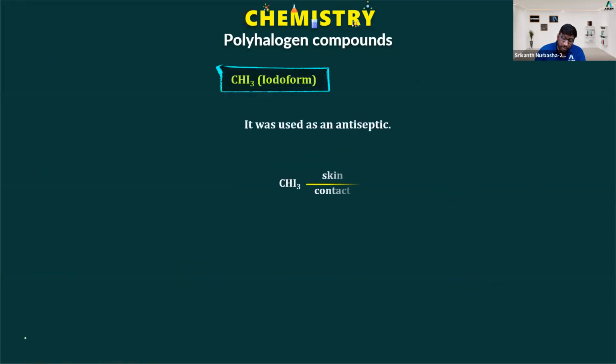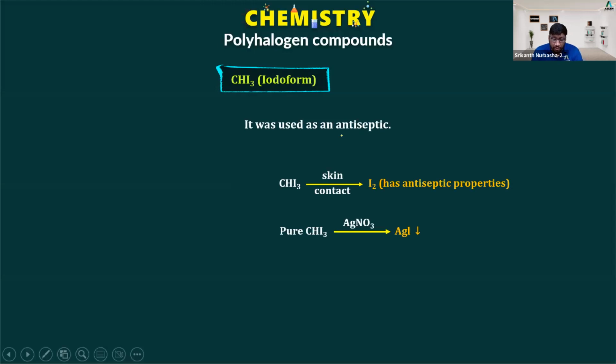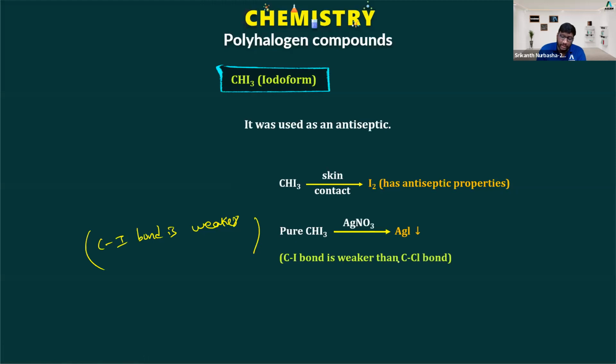Iodoform. Iodoform is also used as an antiseptic. Whenever iodoform comes in contact with the skin, it forms I2, which has antiseptic properties. And as I have told you, pure chloroform will not react with AgNO3, but pure iodoform will react with AgNO3 to form AgI, because the C-I bond is weaker, so that can be easily broken. The C-I bond is weaker than the C-Cl bond, so that is why the carbon-iodine bond can be easily broken. If that can be broken easily, AgI can be formed easily.